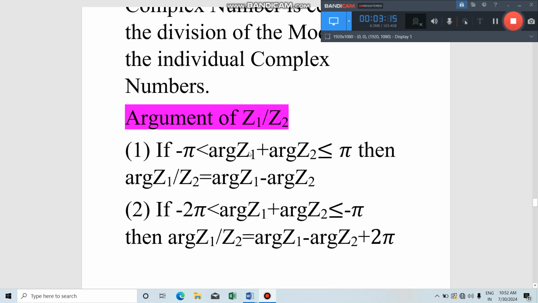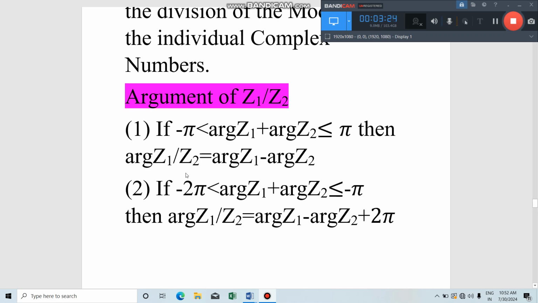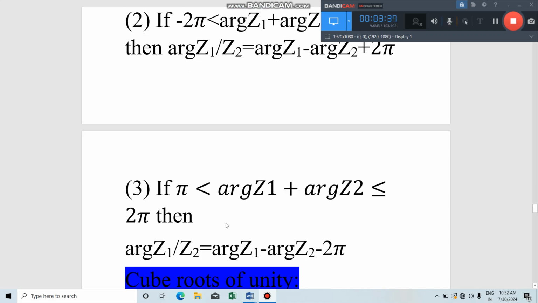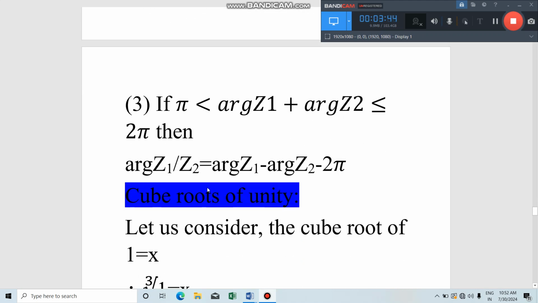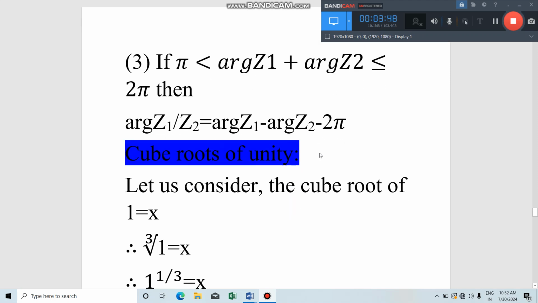If minus pi is less than argument of z1 plus argument of z2, less than or equal to pi, then argument of z1 by z2 equals argument of z1 minus argument of z2. Now if minus 2 pi is less than argument of z1 plus argument of z2, less than or equal to minus pi, then argument of z1 by z2 will be argument of z1 minus argument of z2 plus 2 pi. Now if pi is less than argument of z1 plus argument of z2, less than or equal to 2 pi, then argument of z1 by z2 will be argument of z1 minus argument of z2 minus 2 pi.